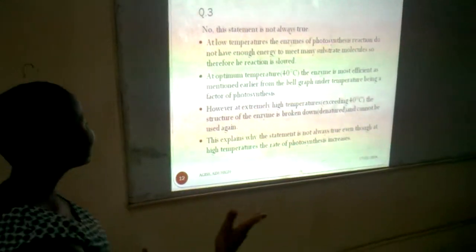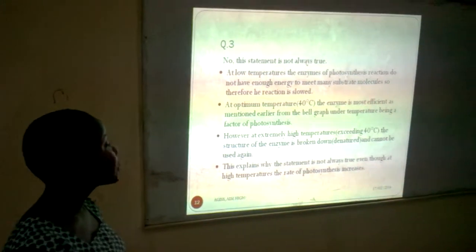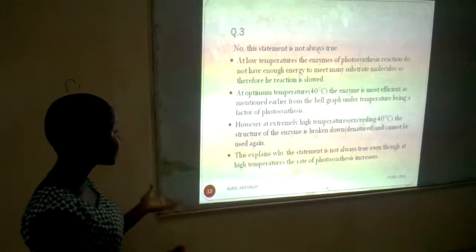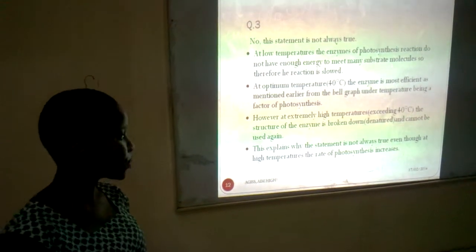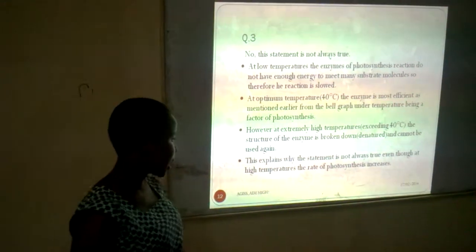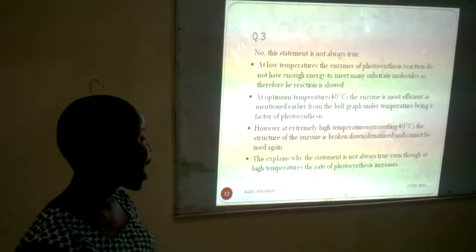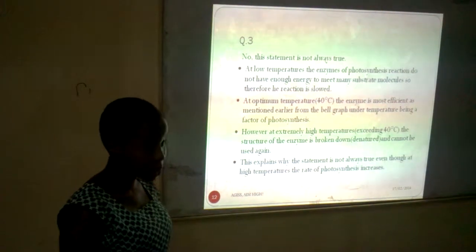However, at extremely high temperatures, that is, temperatures exceeding the optimum temperature of 40 degrees Celsius, the structure of the enzyme is broken down. That is, it is denatured and cannot be used again. This explains why the statement is not always true, even though at high temperatures, the rate of photosynthesis increases.